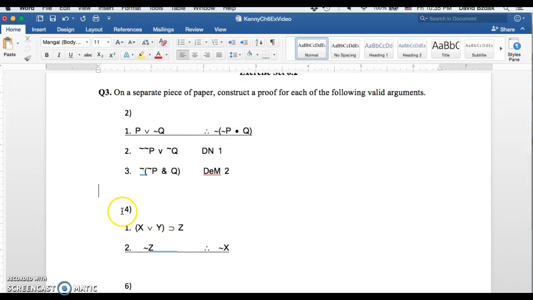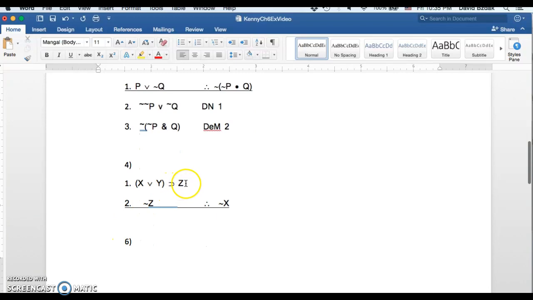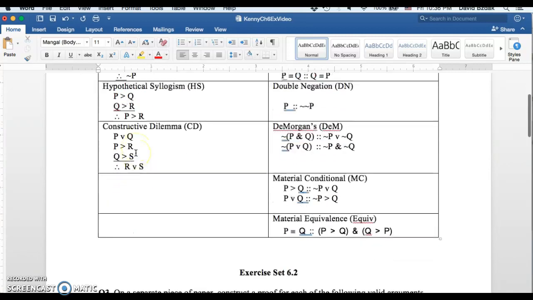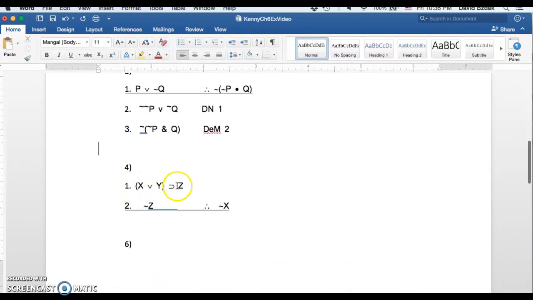Let's see, number 4. We've got X or Y conditional Z. We've got not Z, and we want to get not X, right? Now, the first thing that should come to mind here is if you look at modus tollens again, conditional and negation of the consequent gives you negation of the antecedent. So here we have conditional, right? This is the main operator. It's conditional. We have the negation of the consequent. So that means we can derive the negation of the antecedent by modus tollens 1 and 2.